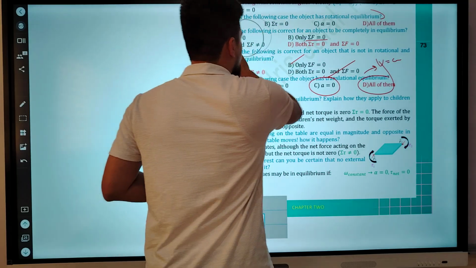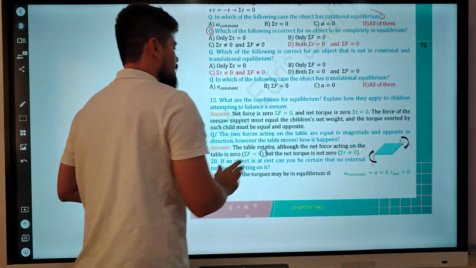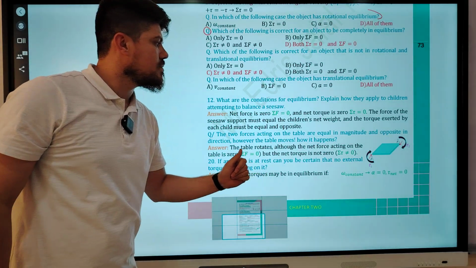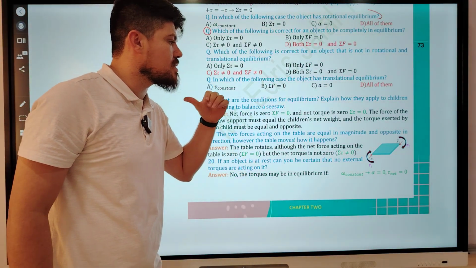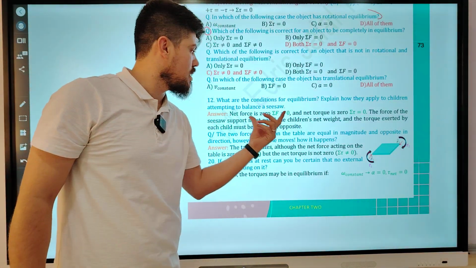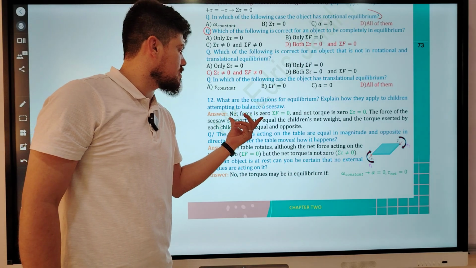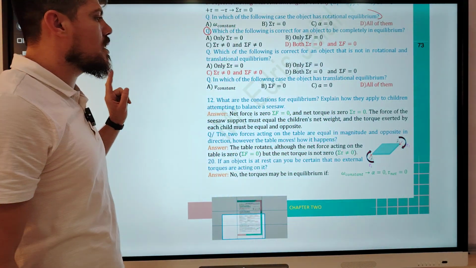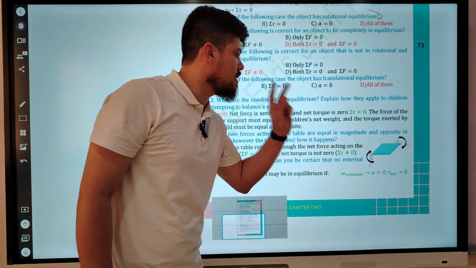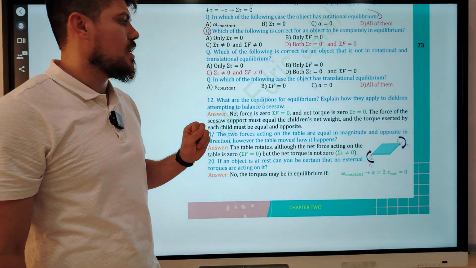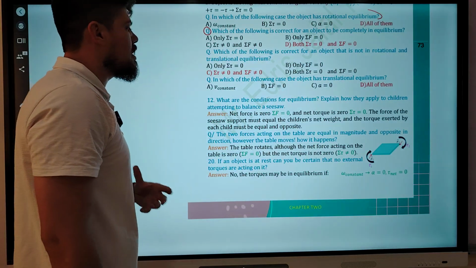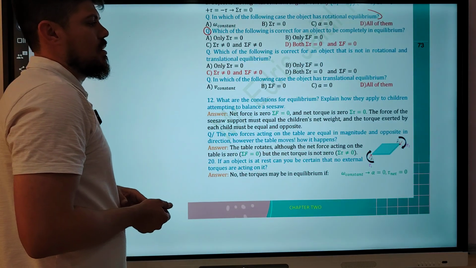Question 12, chapter review. Look at this question. What are the conditions for equilibrium? The conditions of equilibrium are both conditions: net force 0 and net torque 0. Net torque 0, net force 0. These are the conditions of rotational and translational equilibrium. Explain how they apply to children attempting to balance a seesaw.